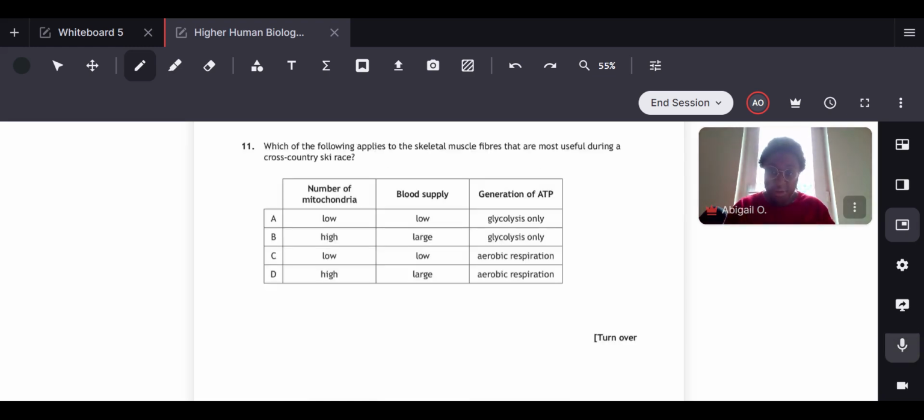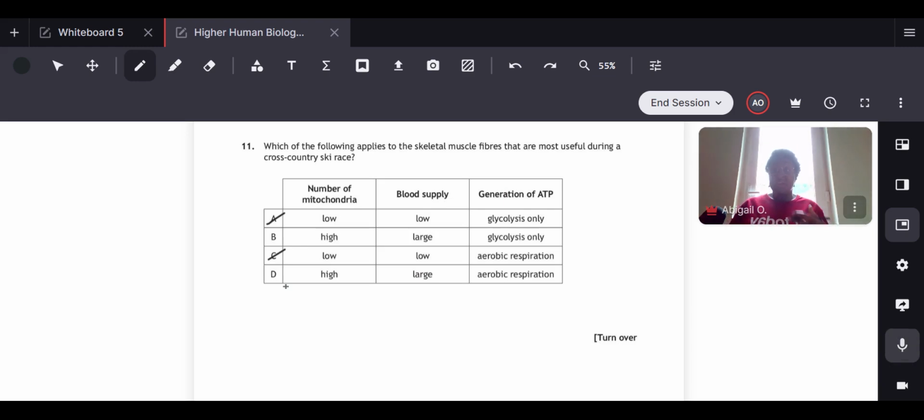Question number 11. Which of the following applies to the skeletal muscle fibers that are most useful during a cross-country ski race? So if we're thinking about cross-country ski racing, this is a long-distance endurance kind of activity. So when we have long-distance endurance activities, we need lots of mitochondria to produce lots of energy for that whole duration. So we're going to have a high amount of mitochondria. So automatically A and C are out of the running.